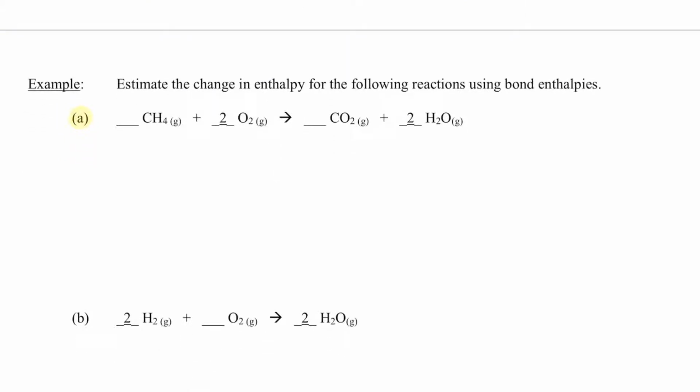So for this first one, first of all, this is a combustion reaction, the combustion of methane. Right now I think I'm going to get a negative delta H because most combustion reactions are going to be exothermic, but I want to prove it with numbers. So I'm going to first draw some Lewis structures. We have one CH4, we have two O2s, and I'm not going to worry about lone pairs. We have CO2, and then we have two waters.